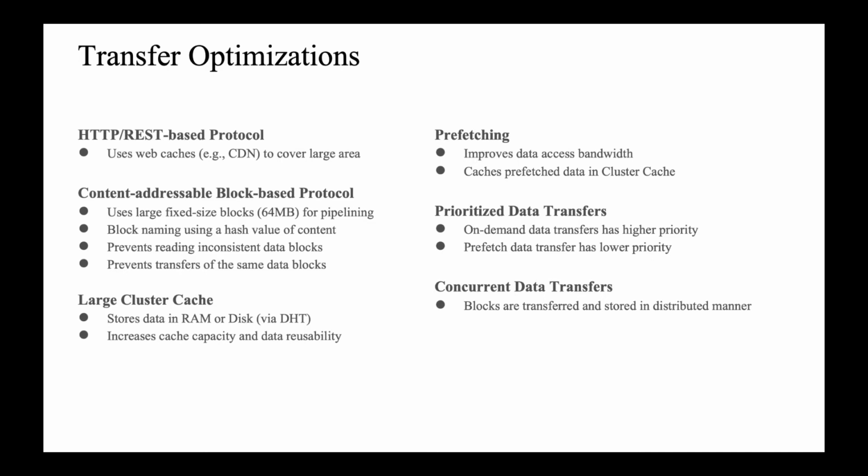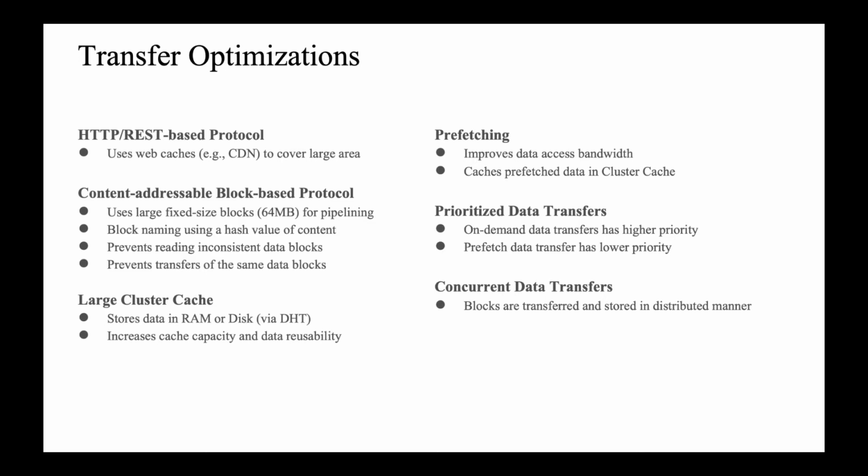Stargate also provides large cluster cache. Stargate caches recently accessed data blocks using a distributed hash table. The distributed hash table provides large capacity since it distributes caches over cluster nodes equally. By caching as much data, Stargate provides increased chance of data reuse.